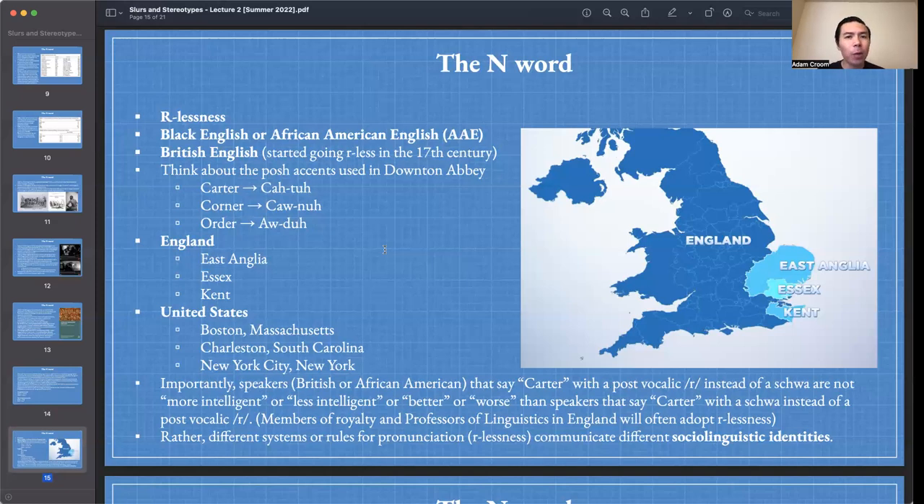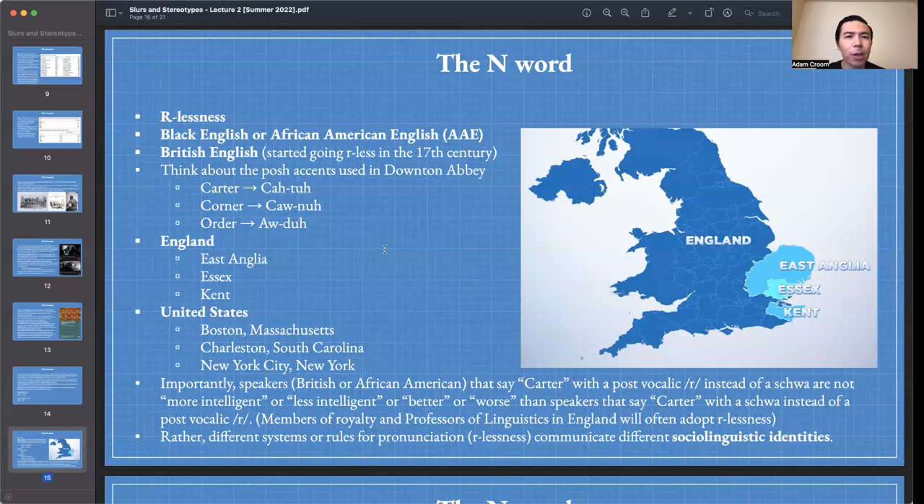But you see what I'm trying to do, and what proper British English speakers do well, okay, is that they're dropping the R, right? Carter, corner, order, okay, instead of Carter, corner, order. Okay. So when you hear proper British English, you're going to hear them dropping the R too.